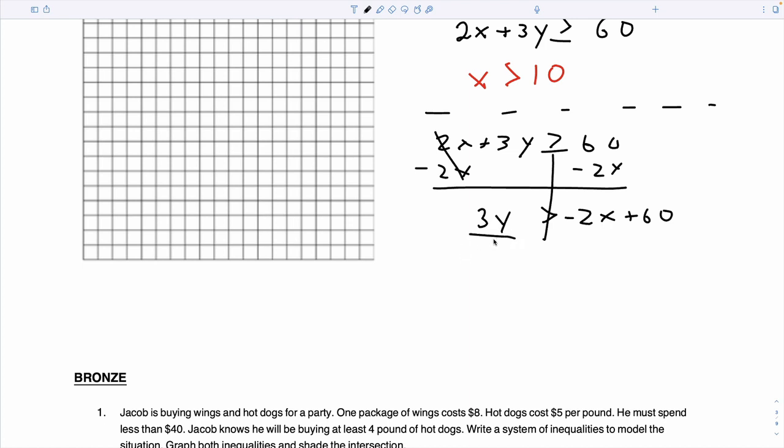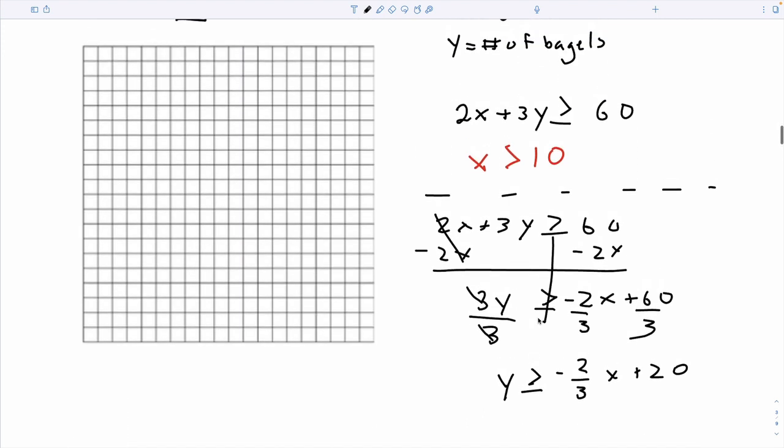Yeah, all the terms. Great, let's do it. Y is by itself. You are a happy camper. And you get negative 2/3 for your slope plus 20. You now have y equals mx plus b. Go to 20. Let's fill this guy in though so that we have a clear slope intercept.